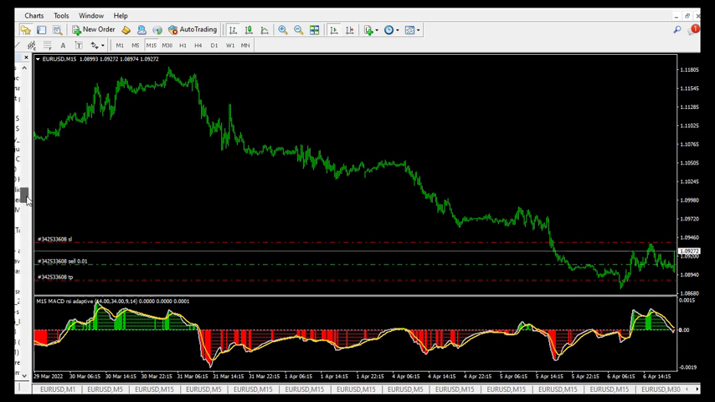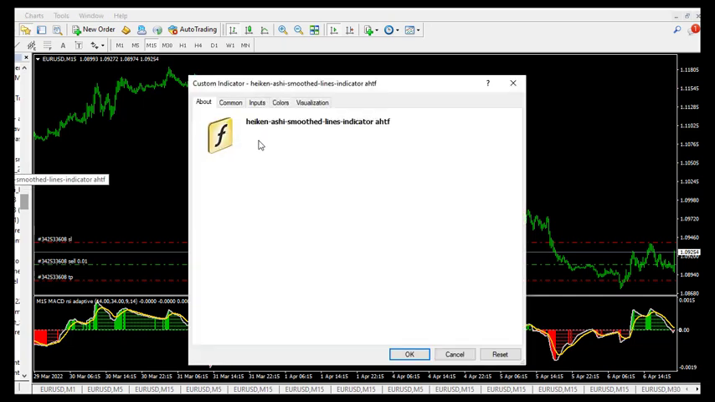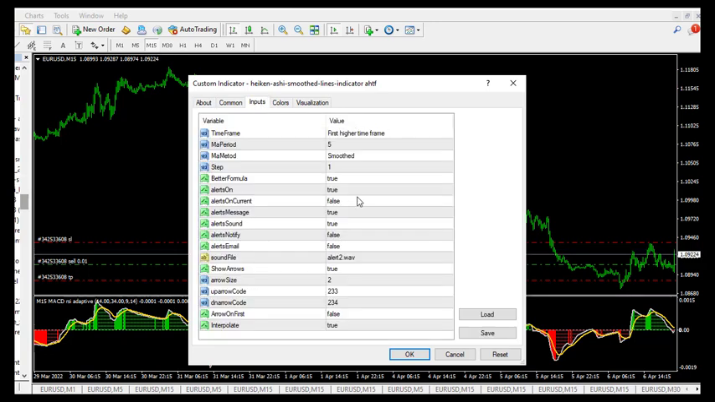Now I would like to add the second indicator to it, and then I'll explain how to use this particular strategy. The indicator is the Heiken-Ashi smooth line indicator. You can leave it the way it is, but I like to turn off the alert. But if you like it, just leave it the way it is.